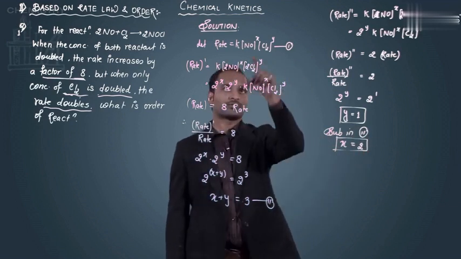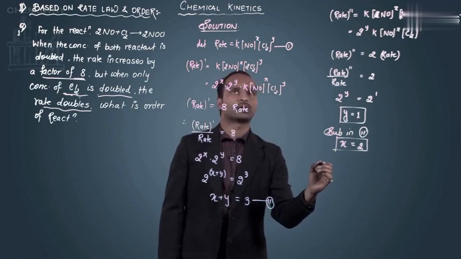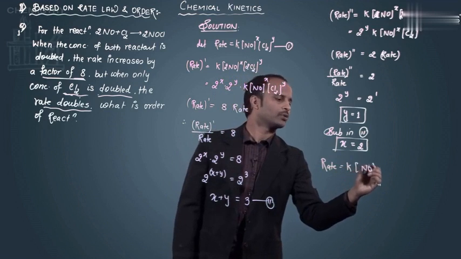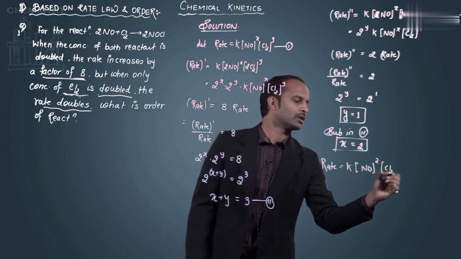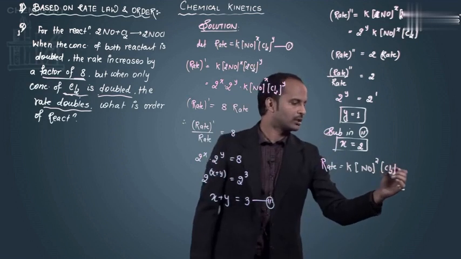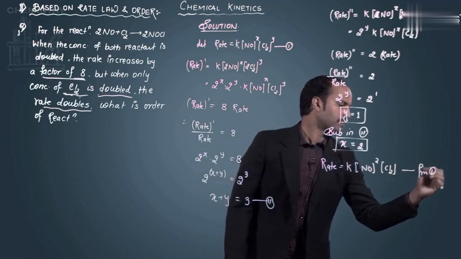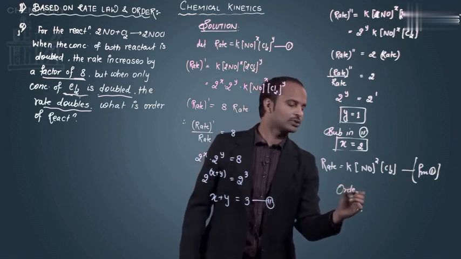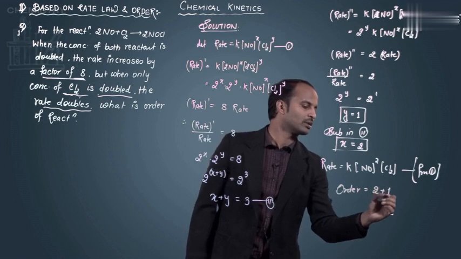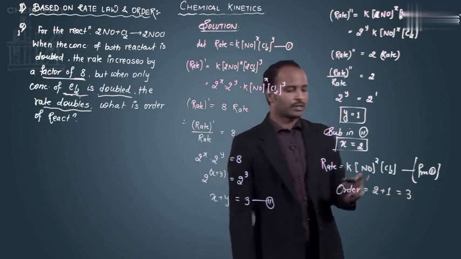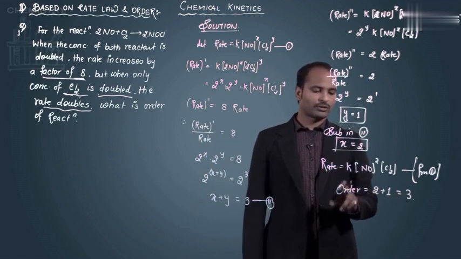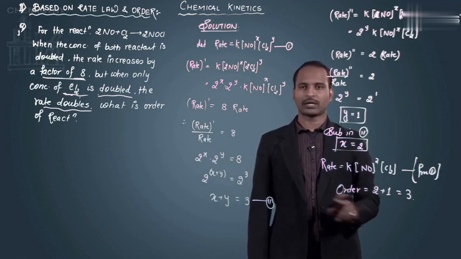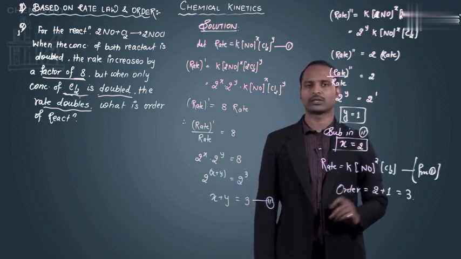Now I can write the rate law. From equation 1, I can say rate is equal to K into the molar concentration of NO raised to X, that is 2, and Cl2 raised to 1. This is the rate law now. And the question is, what is the order of reaction? So the order is going to be the sum of the powers, that is 2 plus 1. So the reaction is third order. Here I can say that the order of reaction with respect to NO is 2, and the order of reaction with respect to Cl2 is 1, and the overall order of reaction is 3. That is a third order reaction.